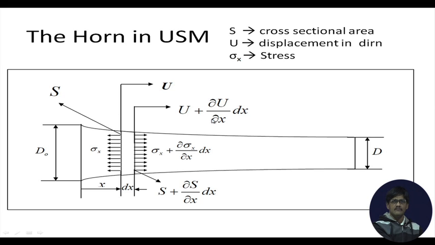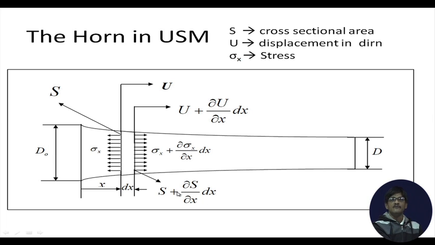You might ask me, what is this derivative du by dx, del u by del x? I will say, at this moment I don't know, but we can relate it this way, and we can later find out its relation with other known parameters. So here this cross sectional area of this particular section we are designating as S, and the cross sectional area shifted away from it by dx we are designating as S plus del S by del x into dx.